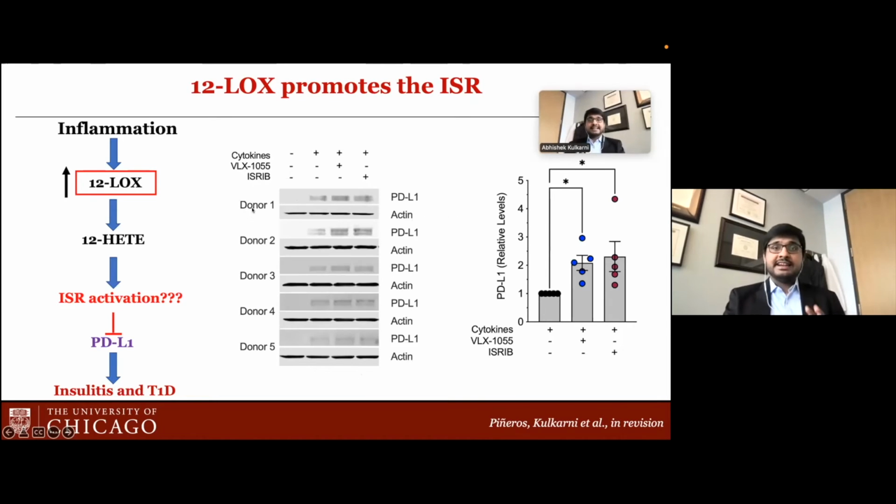We observed that treatment of human islets with cytokines induces PD-L1 expression, and this has been previously established. What was interesting was that when human islets were co-treated with cytokines along with either the 12-LOX inhibitor or the integrated stress response inhibitor, the levels of PD-L1 enhanced even more, as you can see by the graph over here. Overall suggesting that 12-LOX inhibits PD-L1 levels, likely through the activation of integrated stress response.